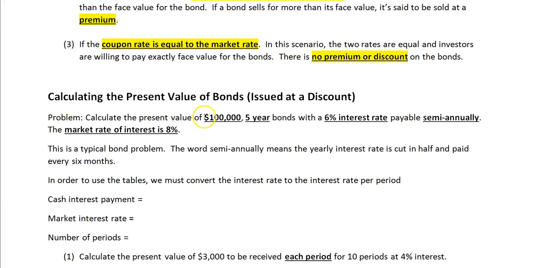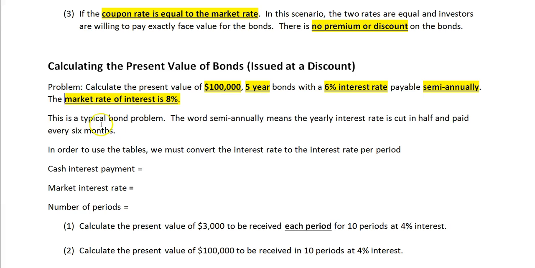Alright, calculate the present value of $100,000 5-year bonds with 6% interest rate. That's the coupon rate attached to the bonds. Interest payable semi-annually. That means we're going to split up a year into two parts. So we're going to think of the periods as 6-month periods. There's actually going to be 10 6-month periods in 5 years. And the market rate of interest is also important. It's 8%. Alright, so there's a lot of variables going on here.